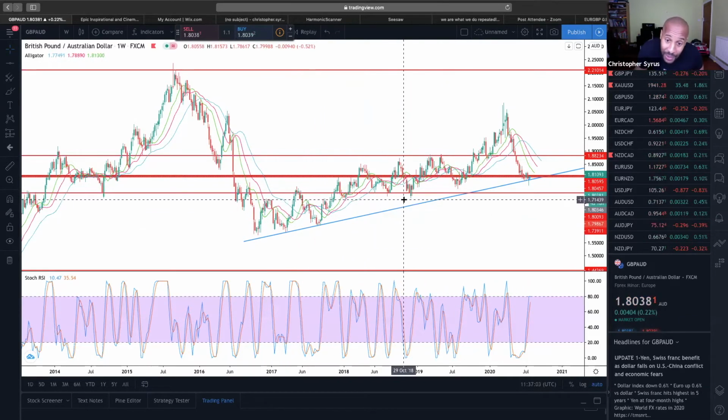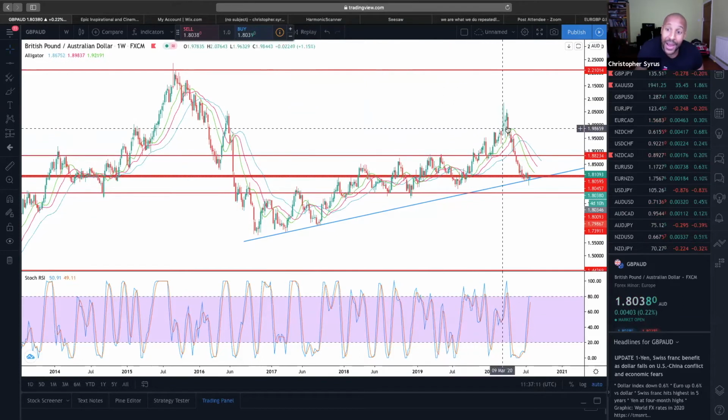When it comes down, it's what we call a higher low. So a higher high, higher high, higher high, and higher lows. When it goes down each time, it's low, but it's higher than the previous low, which is called a higher low.